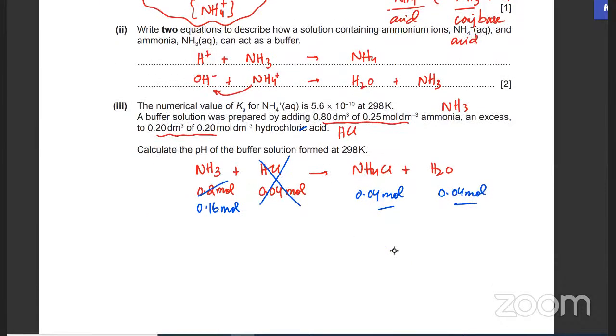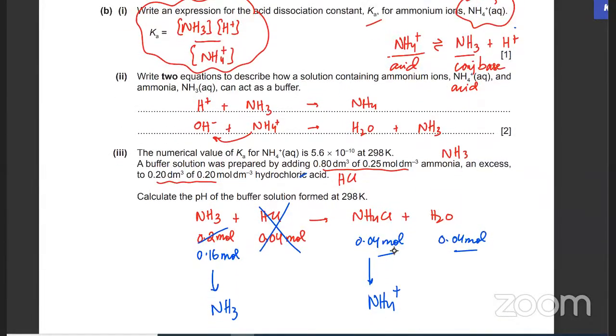So now you have a buffer, because you have NH4 plus and you also have NH3 in the solution. Now it's a buffer, so you'll just use the same Ka expression. You're given the Ka value as well, that's 5.6 times 10 raised to minus 10. So use that. The NH3 concentration is 0.16, and the NH4 plus concentration is 0.04. You don't need to find concentration because we'll divide by volume; numerator over denominator, it's going to get cancelled out. So no need to do that.